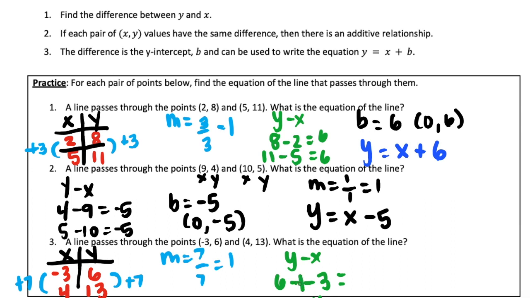My difference between y and x, I have 6 minus negative 3 and 13 minus 4. Minus a negative is just like adding, so we have 9 for both of these. That means that our y-intercept is going to be 9. And so we can write our final equation as y equals x plus 9. Our slope is 1, and we cross the y-axis at positive 9.